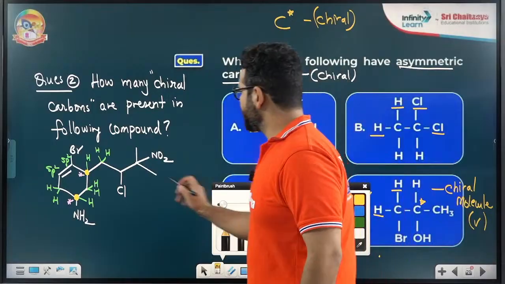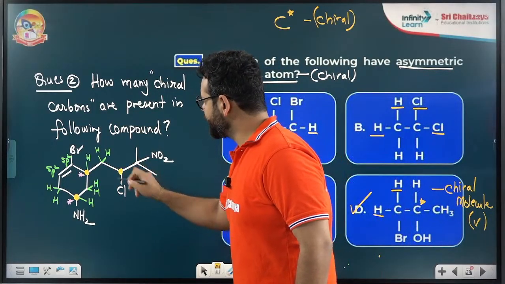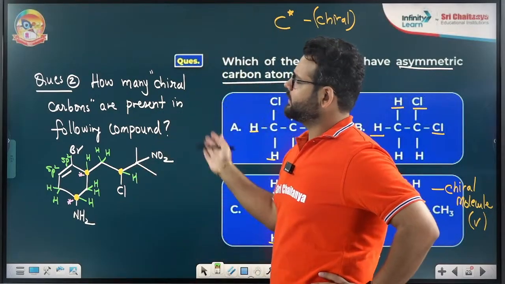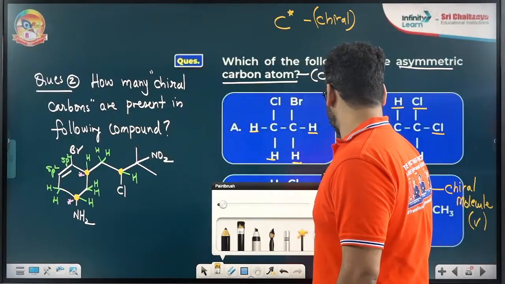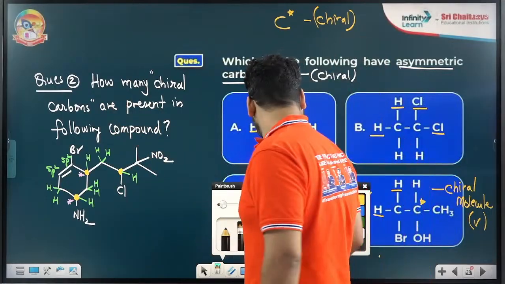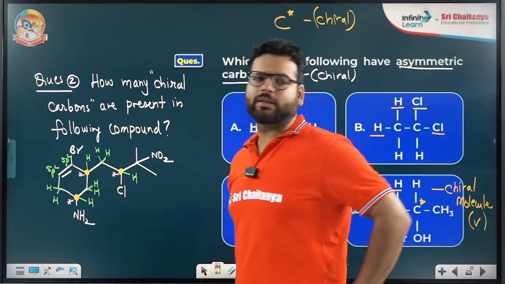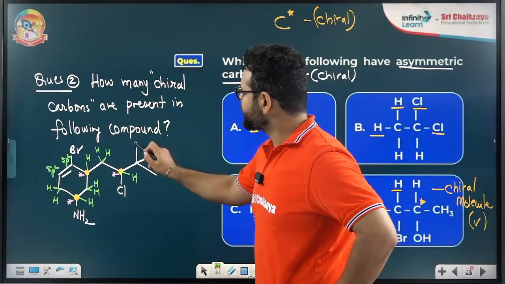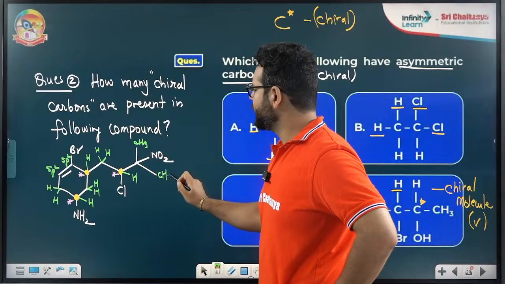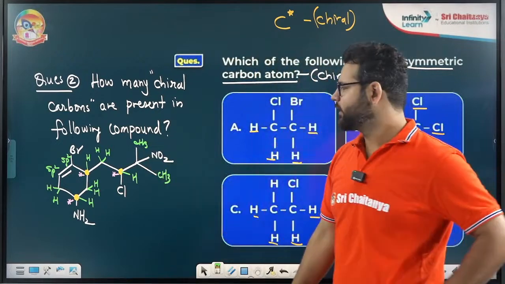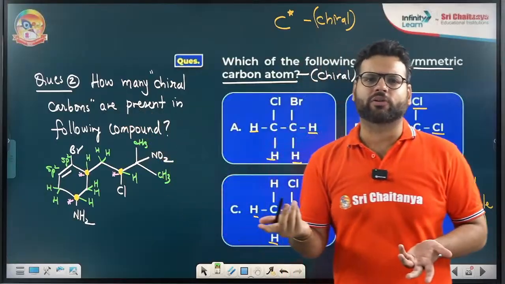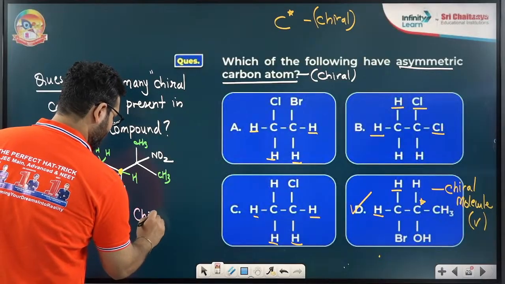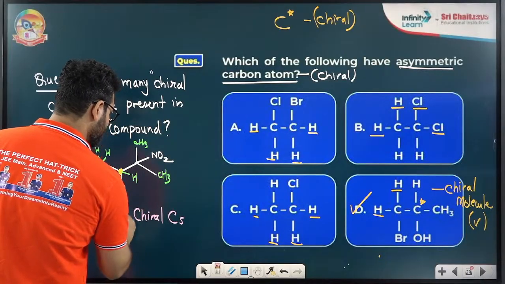Next one is also chiral. You see here, this one. It carries 1 hydrogen, 1 chlorine, 1 this group, 1 that group. Both are completely different groups. So this is also going to be a chiral carbon. Next carbon. This carbon carries 2 CH3s. So obviously it is not chiral because it carries 2 same groups, CH3, CH3. And the final CH3, CH3 are also not going to be chiral. So there are 3 chiral carbons present in it.